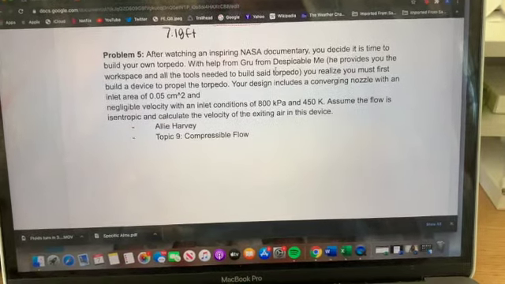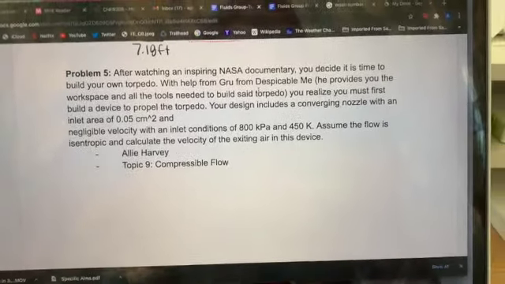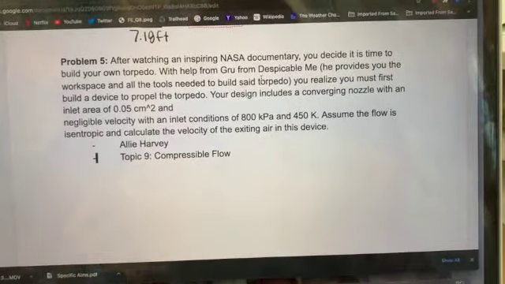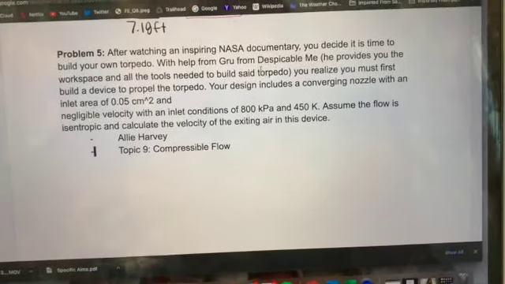For problem 5, we're watching an inspiring NASA documentary. You want to build your own torpedo, but you need to figure out how you're going to propel this torpedo. So you get help from Gru from Despicable Me, just because in the movie he seems like he would have all the tools and workspace needed to build said device.